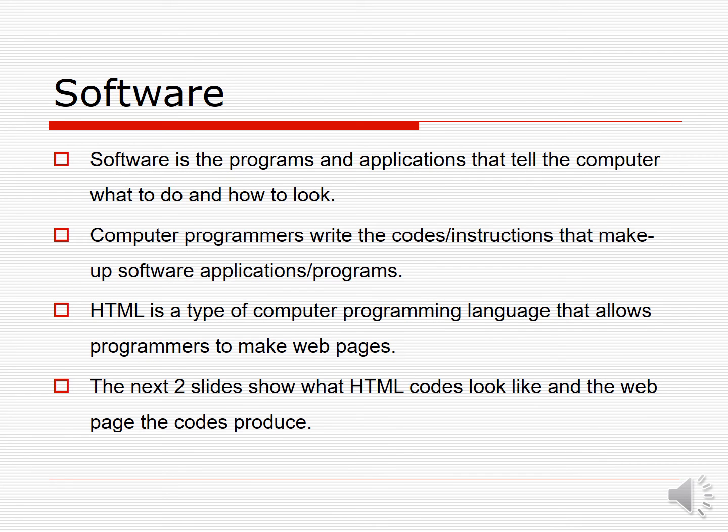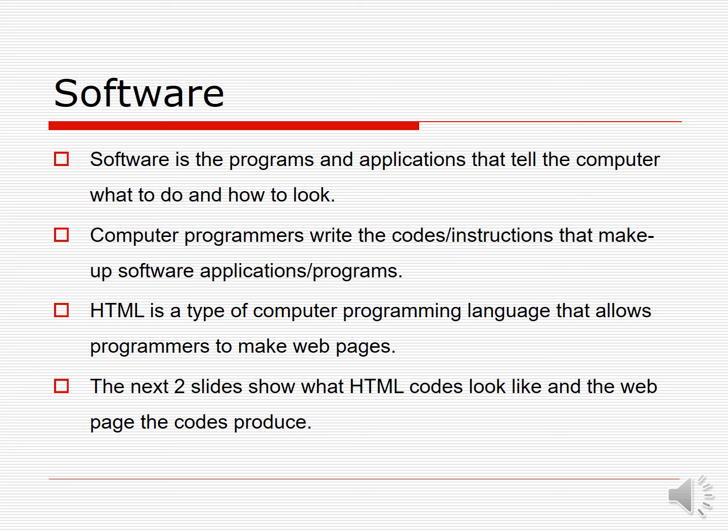Now, going back to the categorizations of parts of a computer, I earlier mentioned the hardware. The second one is the software. Software is the programs and applications that tell the computer what to do. Computer programmers write the codes or instructions that make up software applications or programs.